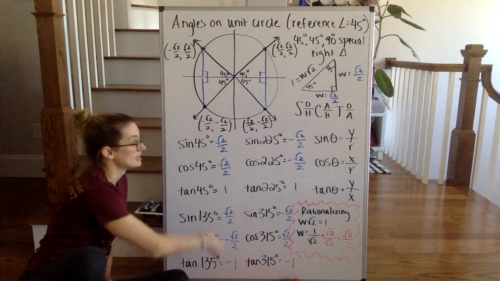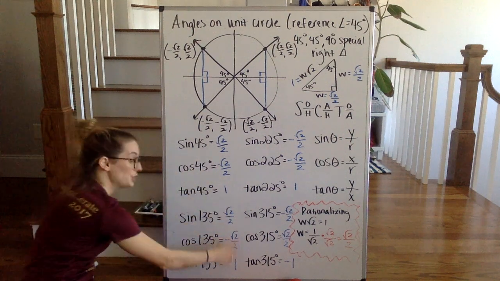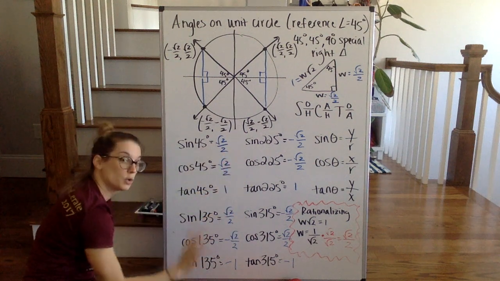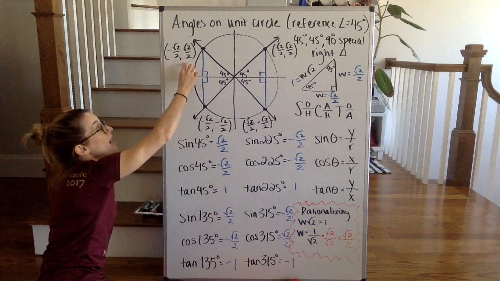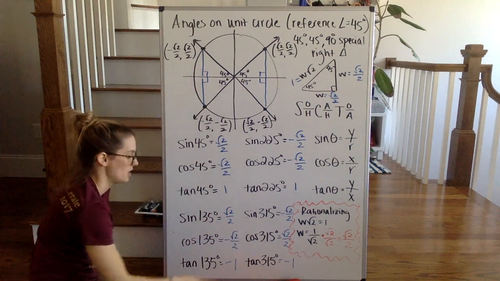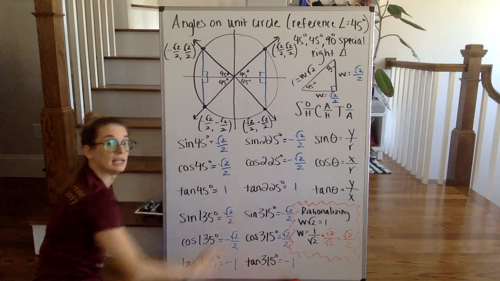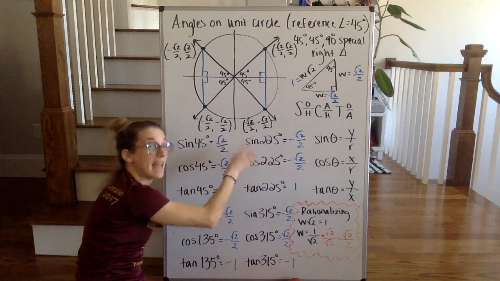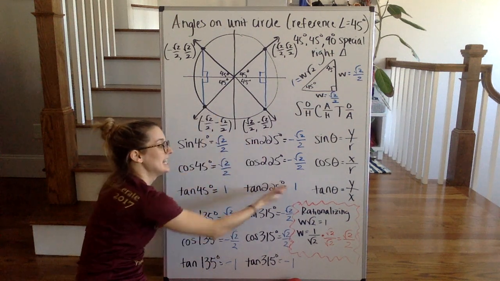Now look at the patterns that develop throughout the rest of the quadrants. In quadrant 2, I see the same exact trig values repeat, but look what became negative. Sine remains positive because the y coordinate's positive in quadrant 2, but cosine and tangent are negative. In quadrant 3, look what's negative, look what's positive. Sine and cosine are negative in quadrant 3, 225 degrees, but tangent is positive.